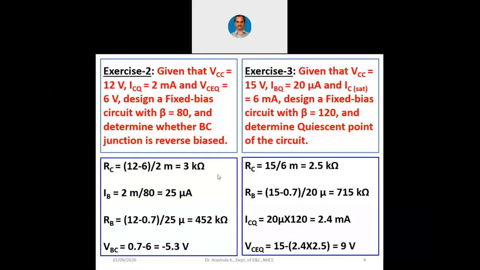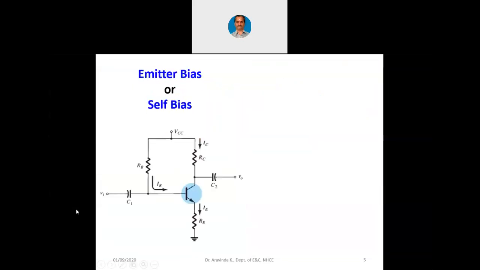Okay, these are the exercises which are based on base bias. In my next slide, I am going to give you a different type of exercise. Let us see this emitter bias or self bias. This we had already discussed in detail in the theory class. And you already know about this RB and RE and RC.